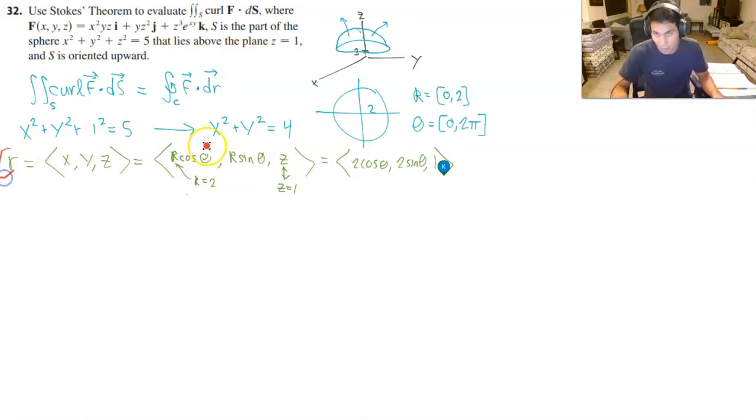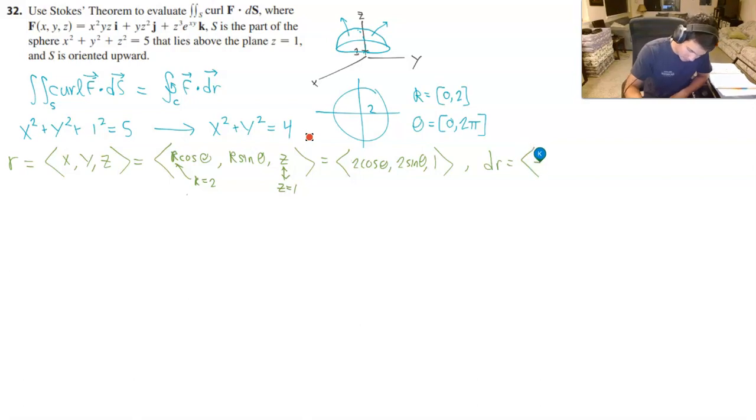Okay, but this is just r. We need dr for our formula. So dr is equal to what? It's going to be negative 2 sine theta, 2 cosine theta, and 0, d theta.